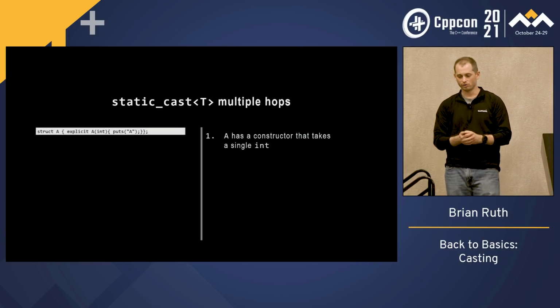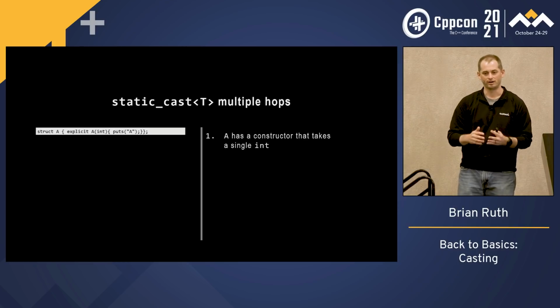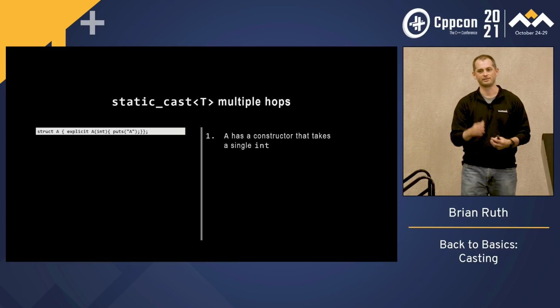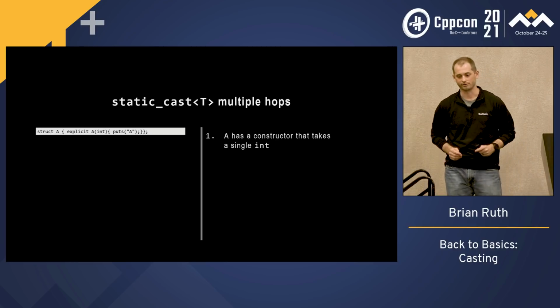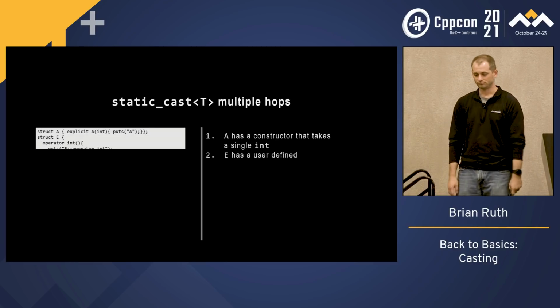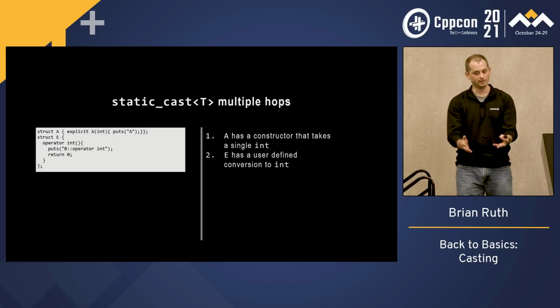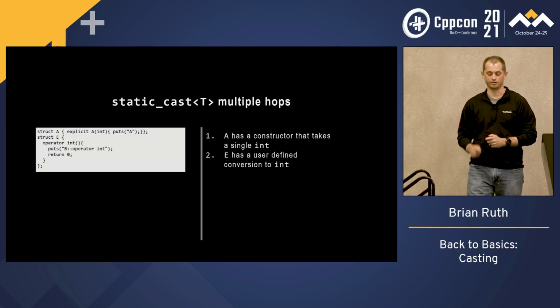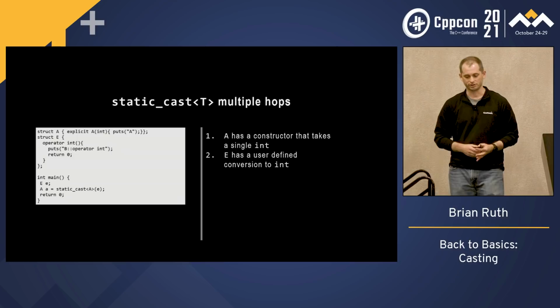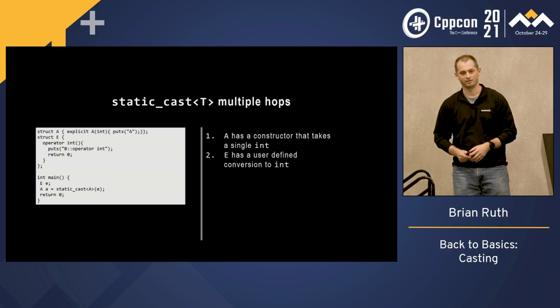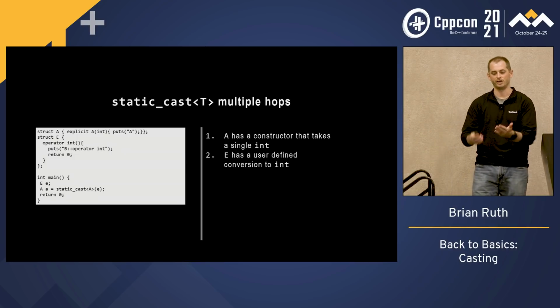So what do I mean by finding a way? How does static cast navigate? Here we've got a struct A that has an explicit constructor that takes an int. And we've got a struct E that has a user-defined conversion to an int. And in our main function, we have an E, and we want to static cast to an A. So what ends up happening? How do we navigate this?